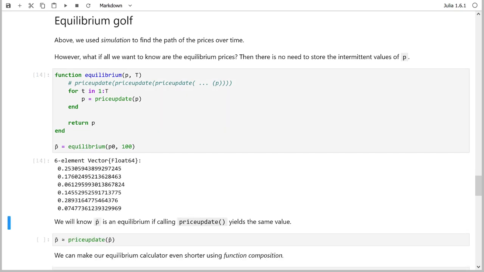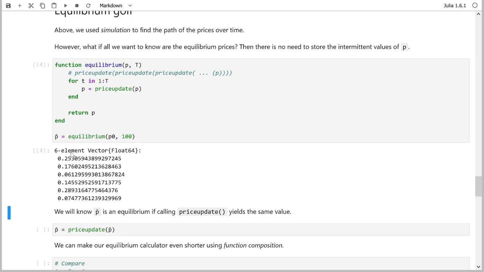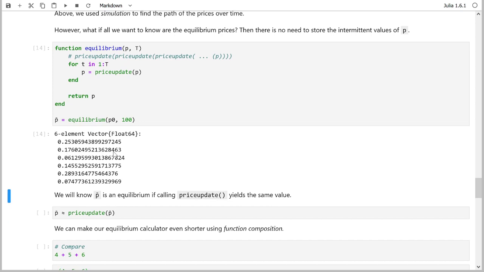So here, that happened pretty quickly, right? I did 100 iterations of this price update calculation, and I got a price that I am claiming is the equilibrium price for this market. But how do we know if we got it right?